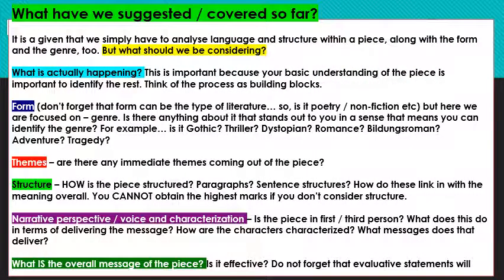What we've suggested and covered so far in our novel study, looking at prose, is that it's obviously a given that we've got to analyse language and structure within a piece, along with the form and the genre. But what should we be considering? How do we get to that point?